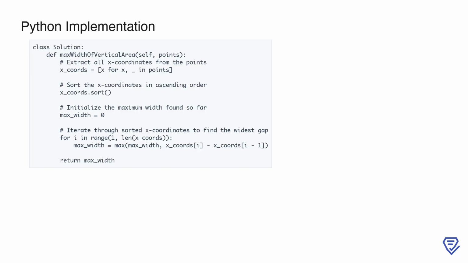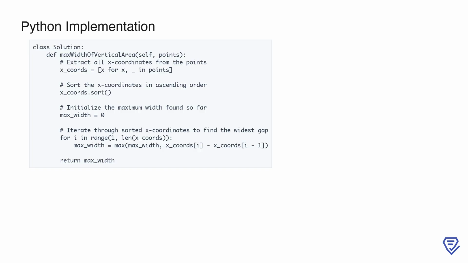The function maxWidthOfVerticalArea starts by extracting all the x-coordinates from the input list of points using a list comprehension. This ensures that only the x values are considered, as the y-coordinates are irrelevant for vertical areas. Next, the x-coordinates are sorted in ascending order. Sorting is crucial because it allows us to calculate the gaps between consecutive x values directly. The sorting step has a time complexity of O(n log n), where n is the number of points.